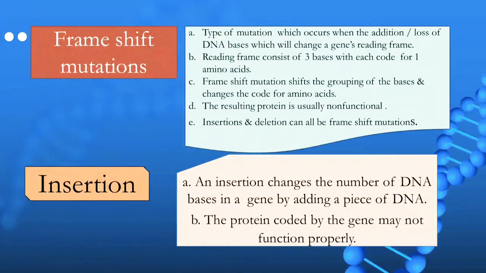Frame shift mutation: a type of mutation which occurs when the addition or loss of DNA bases changes a gene's reading frame. A reading frame consists of three bases, with each codon coding for one amino acid. The resulting protein is usually non-functional. Insertion and deletion can both cause a frame shift mutation. Insertion: an insertion changes the number of DNA bases in a gene by adding a piece of DNA. The protein coded by the gene may not function properly.